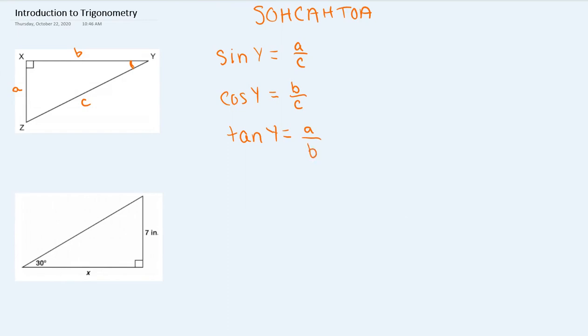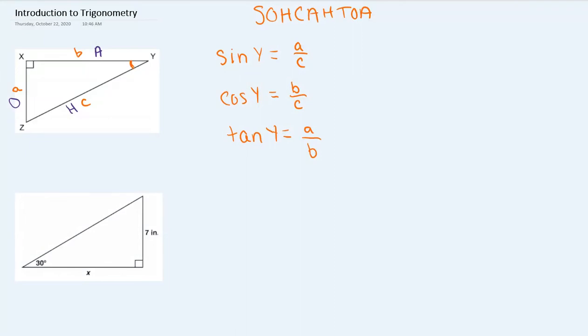And if it helps, when you know what angle you're looking at, identify the fact that across from it is your opposite, across from the right angle is your hypotenuse, and therefore the piece that's left is your adjacent. Opposite, adjacent, and hypotenuse.